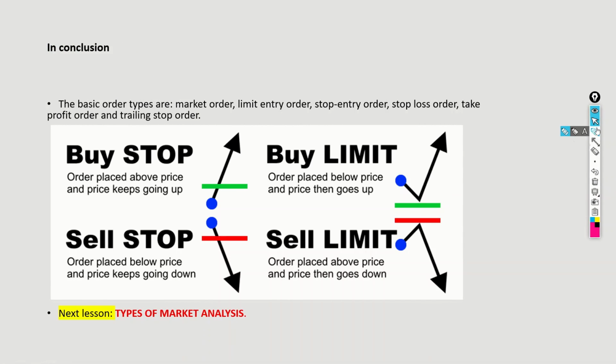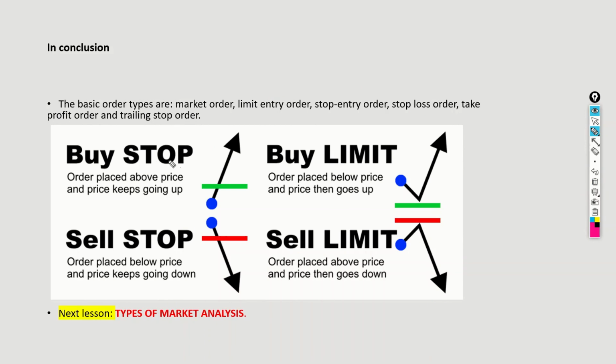So in conclusion, the basic types of market orders are the limit entry order, that is the buy limit and then the sell limit order, then the stop entry order, that is the buy stop and the sell stop, and then the stop loss and take profit and trailing stop orders.